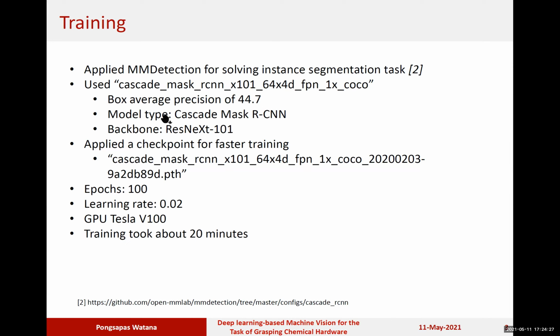And since our task is instance segmentation, we apply Cascade Mask R-CNN. And this is the name of the module. We select this one because it has the highest average precision of 44.7. This model is based on ResNeXt 101. And we also applied a checkpoint for faster training. We run the model with 100 epochs with learning rate of 0.02 with a GPU Tesla V100. The training took about 20 minutes.